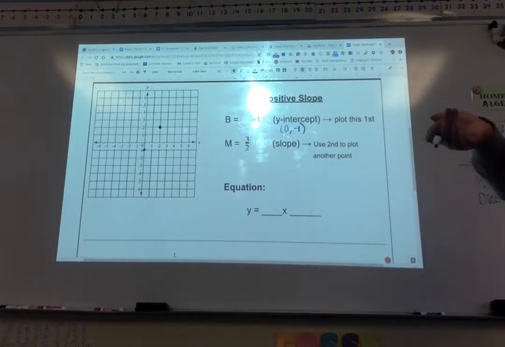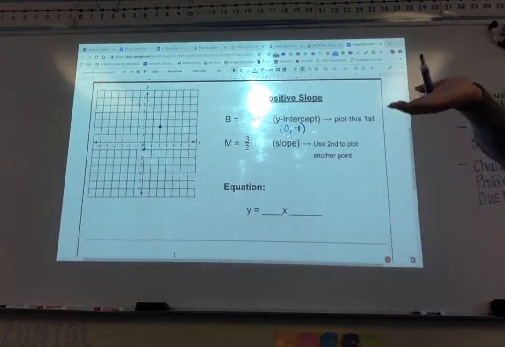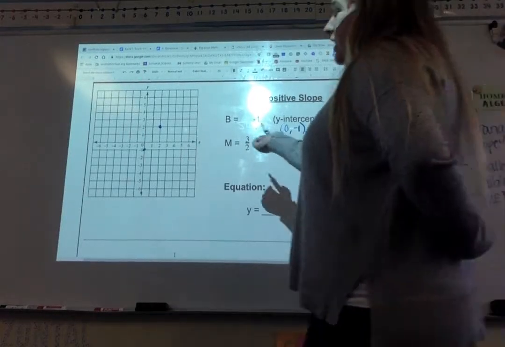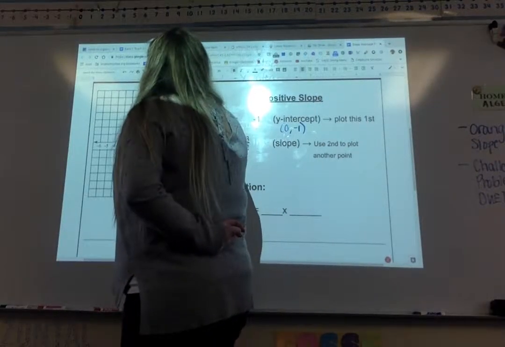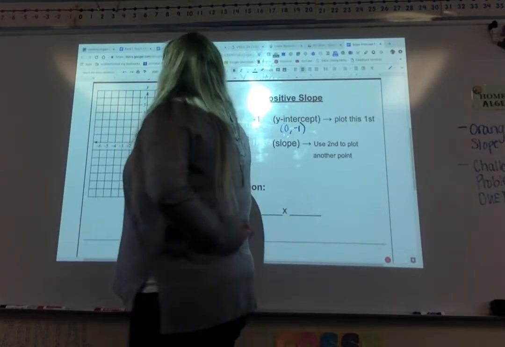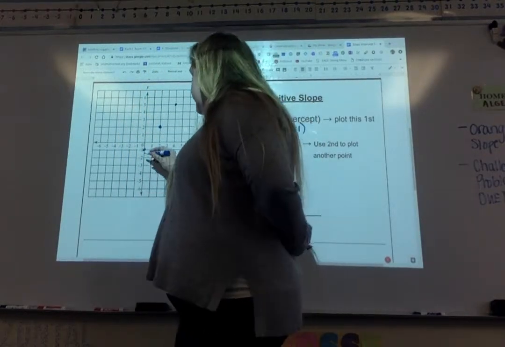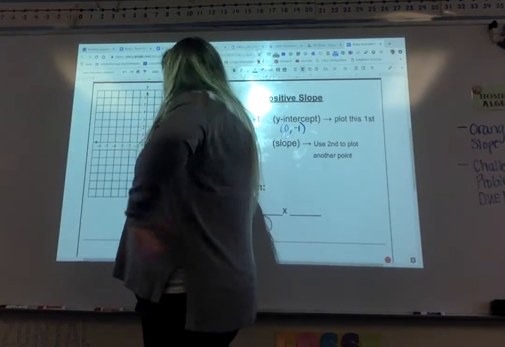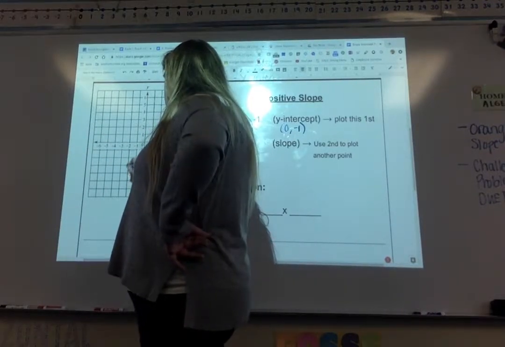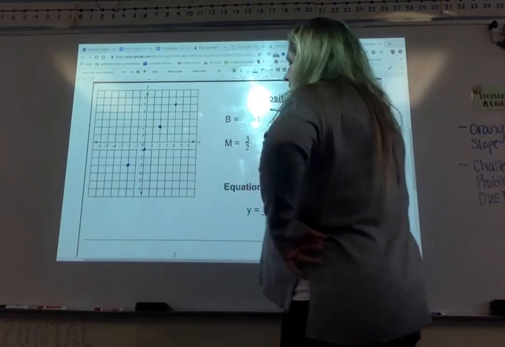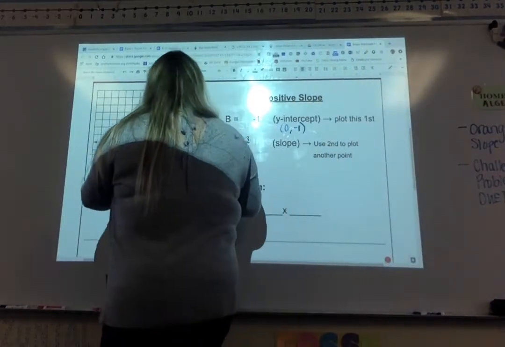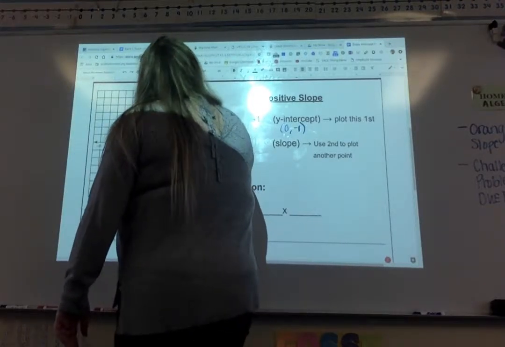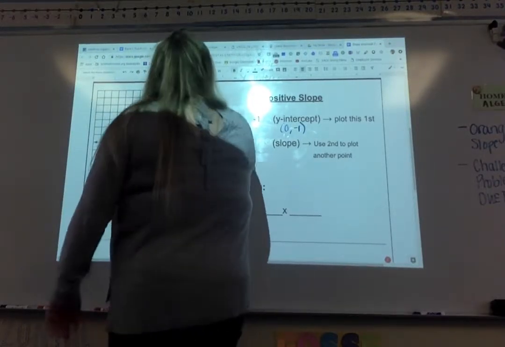Now, I could continue making other points, but in order to draw a straight line, I technically only need 2 of them. But I could keep going up 3, 1, 2, 3, and over 2, and plotting other points. I could also go down 3, 1, 2, 3, and to the left 2. All right. And then I would connect your 2 points or more with a straight line.